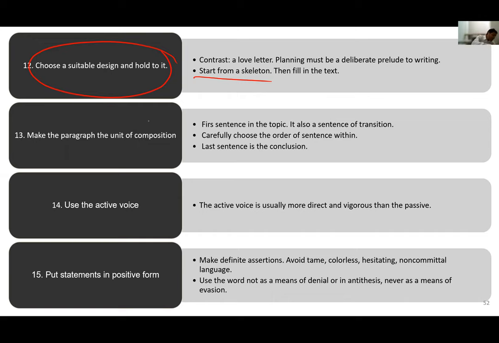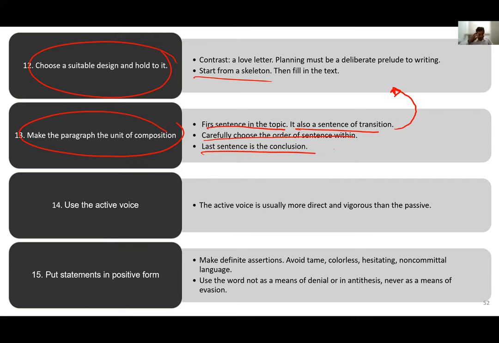Make the paragraph the unit of composition. What that means is if you take one paragraph, that paragraph must speak about one topic. The first sentence must be the topical sentence. It is a sentence of transition, which means it connects with the previous paragraph. Then we carefully choose the order of sentences to prove that argument. I will show you one example at last to show what a good paragraph is. And the last sentence is the conclusion. This we usually forget. We think that a paragraph is a related set of sentences.